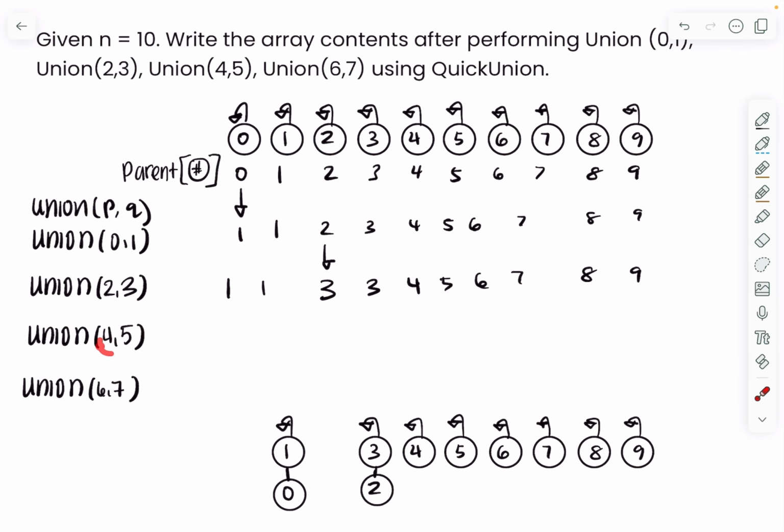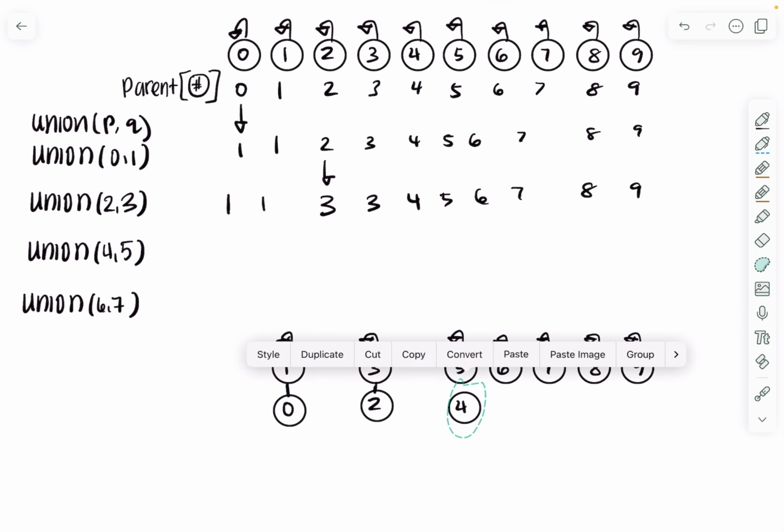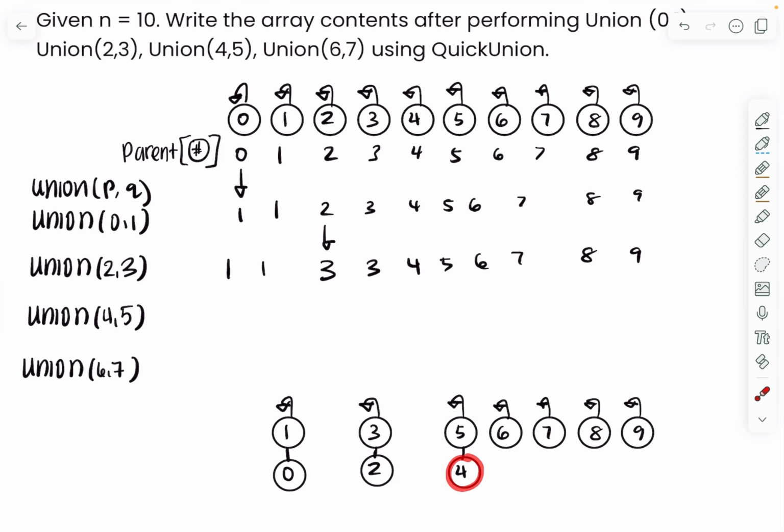We have union 4, 5, so find the root of 4, that is itself, then find the root of 5, that is itself. We're going to connect the root of the people, make that a child to the root of the queen. So we're going to take this part, and we're going to make it a child of the root of the queen. So now I ask myself, okay, what changed? Well, the parent of 4 is no longer itself, it's 5. So you go to vertex 4, the parent is no longer 4, it's 5. So that turns to 5, and everything else drops down.